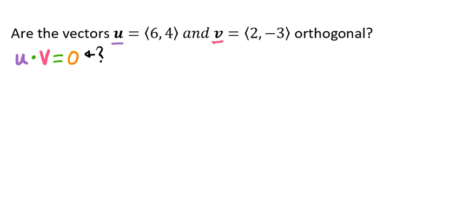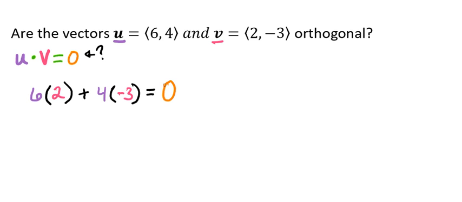So let's go ahead and let's perform our dot product. So we have 6 times 2 plus 4 times -3. And when we work that out, we see that we have a value of 0. So because the dot product is 0, the two vectors, u and v, are orthogonal.